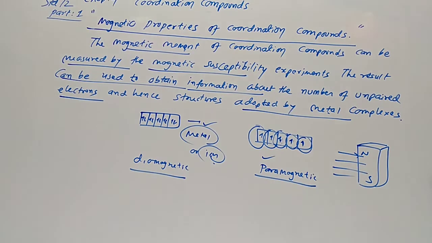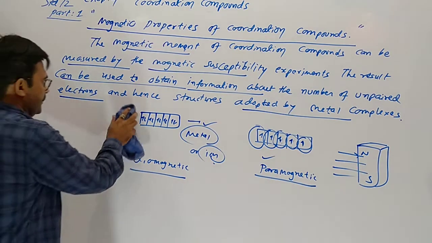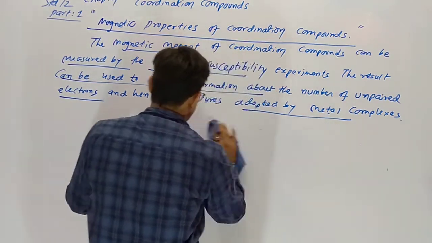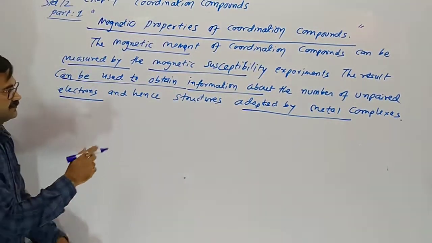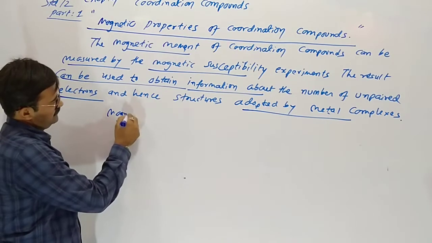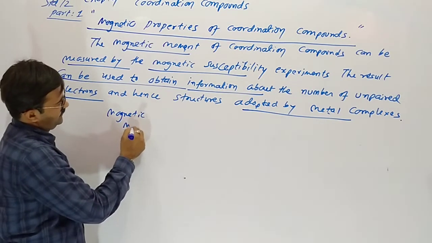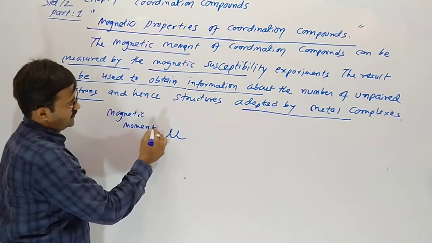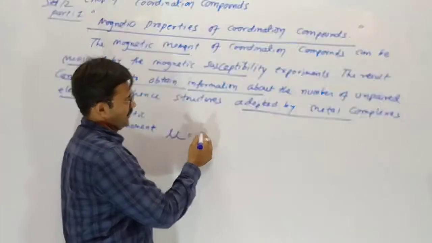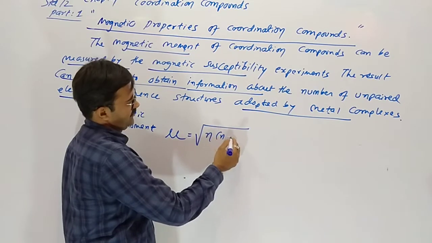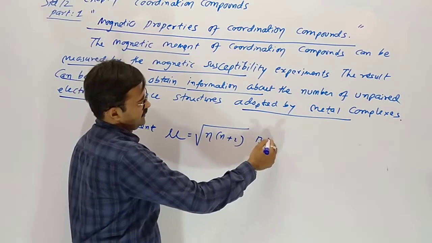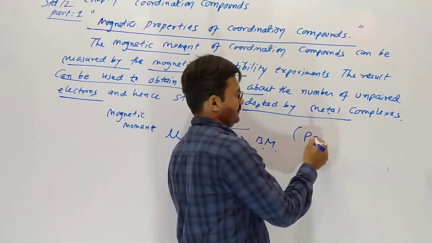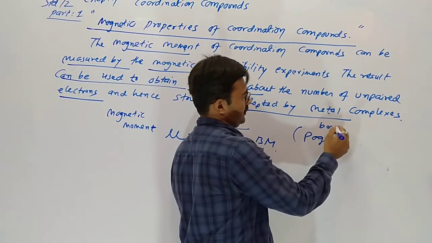I am giving you a formula to get the value of the magnetic moment. Magnetic moment is symbolized as mu, and the formula is square root of n(n+2) BM. This formula is given in your book.